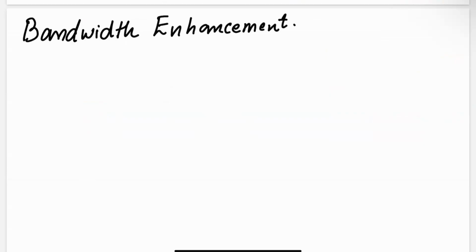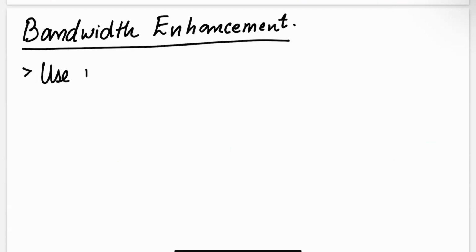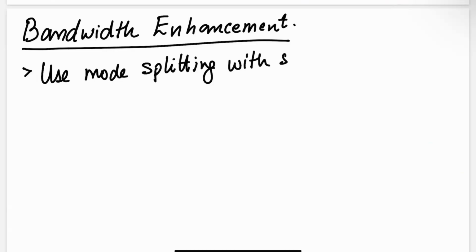So next we want to look at bandwidth enhancement. Earlier, in the last lecture, we looked at Babinet's theorem, but that doesn't really apply to patch antennas because a patch is not a planar antenna. You have a ground plane underneath it. So we really want to develop broadband techniques for patches as well. One idea is to use mode splitting with the same polarization.